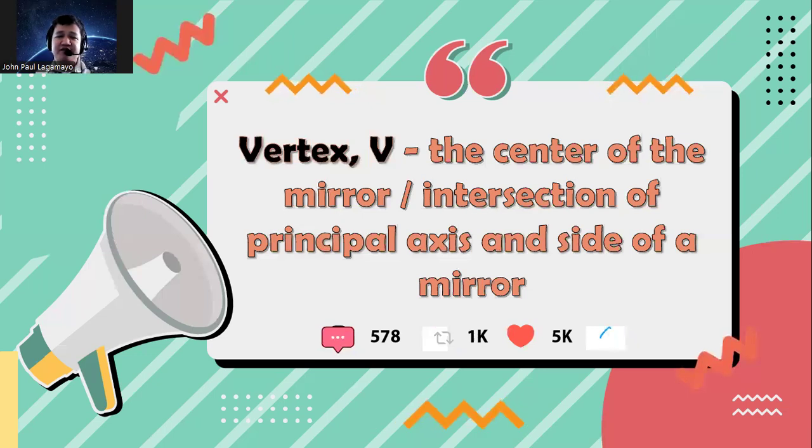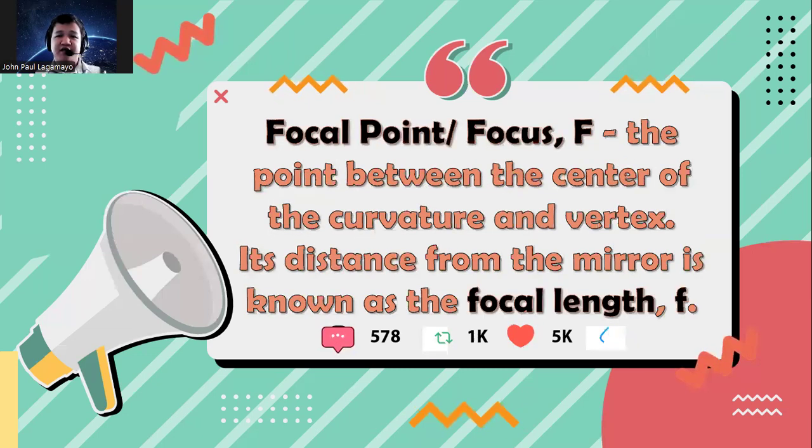And then, of course, we also have the vertex. The vertex is the center of the mirror, or commonly this is called the intersection of the principal axis and the side of a mirror. And lastly, we have the focal point or the focus, the point between the center of curvature and the vertex. Meaning to say, this is the middle portion of C and V. Its distance from the mirror is known as the focal length.